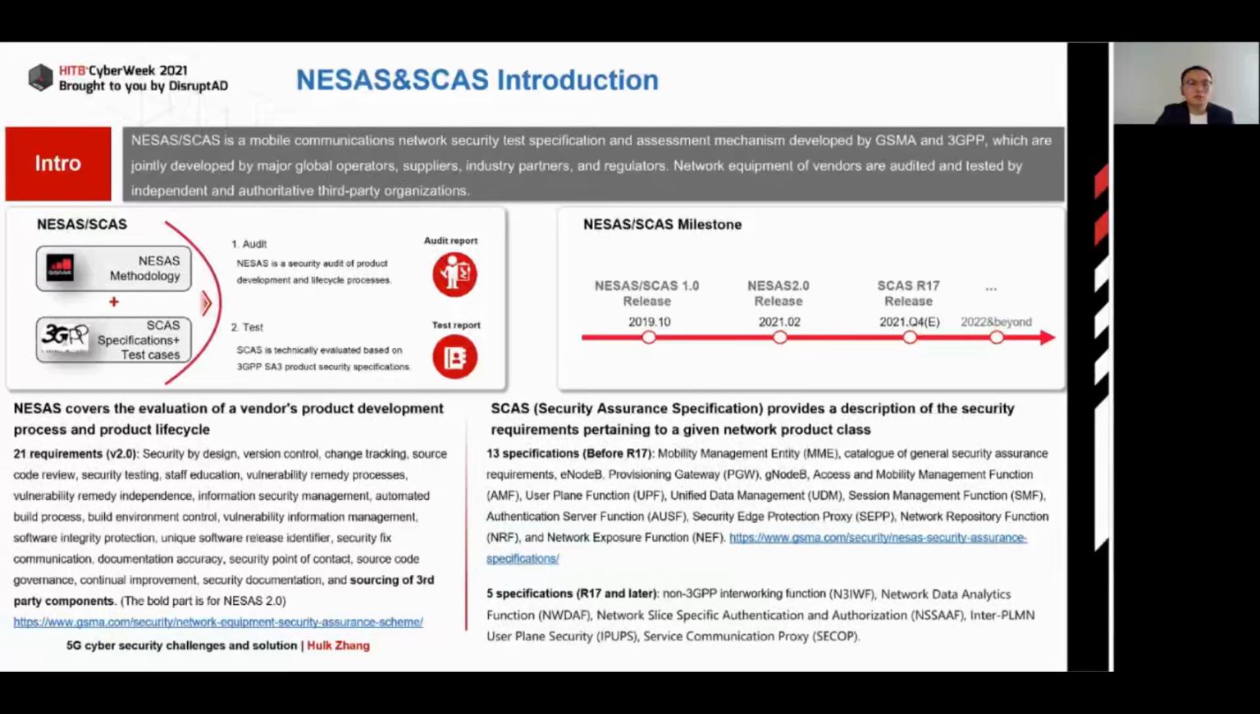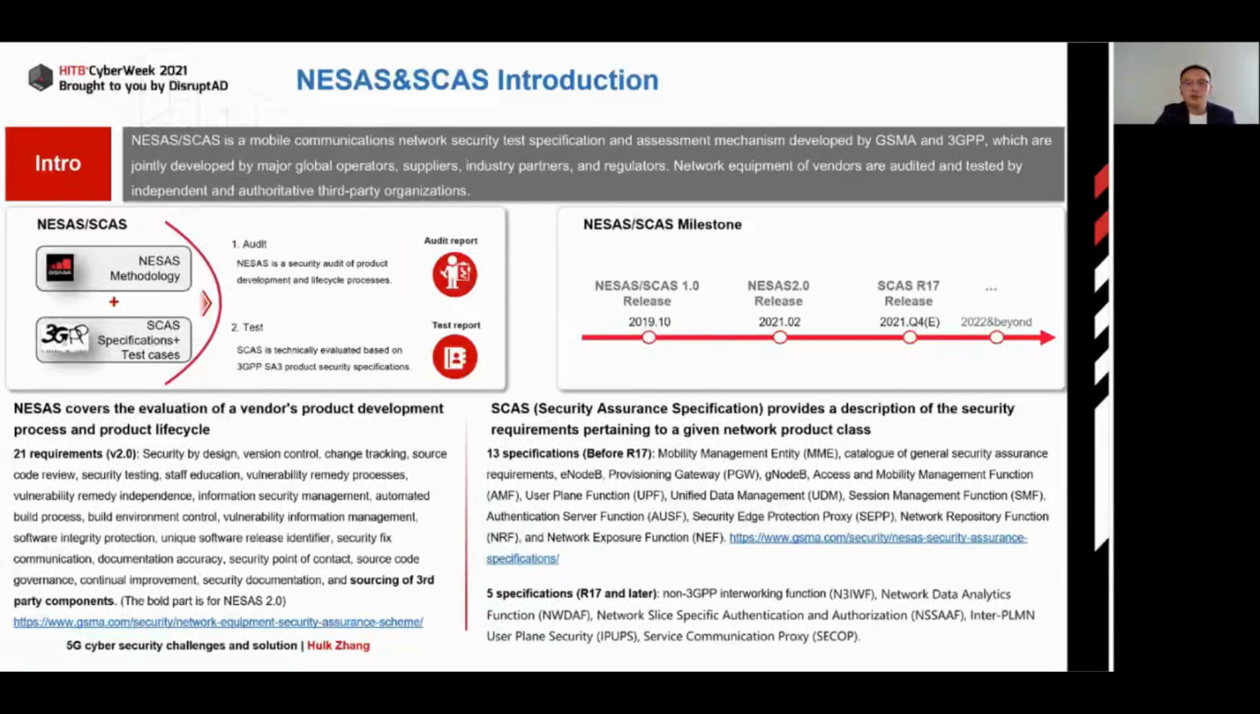In detail, NESAS covers the evaluation of vendors' product development and product life cycle. The SCAS, the full name is Security Assurance Specification, provides a description of the security requirements pertaining to given network product classes. There are many benefits for the key stakeholders of applying NESAS SCAS. For example, for the equipment vendors, NESAS and SCAS provide accreditation from the world's leading mobile industry representative body, deliver a world-class security review of security-related processes, offer a uniform approach to security audits, and can also avoid the fragmentation and potentially conflicting security assurance requirements in different markets.